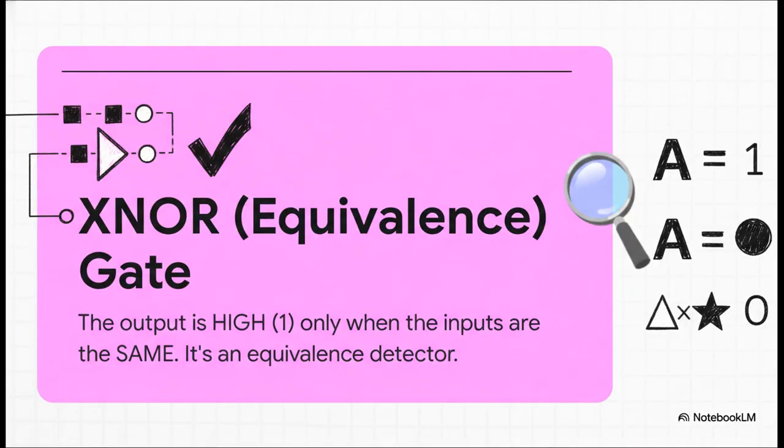And of course, you've probably guessed it, the XNOR gate is the exact opposite. It's an exclusive NOR, or what you can call an equivalence detector. It asks, are my inputs identical? It only gives you a 1 when the inputs are exactly the same.